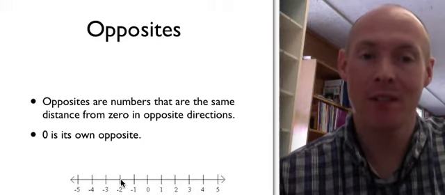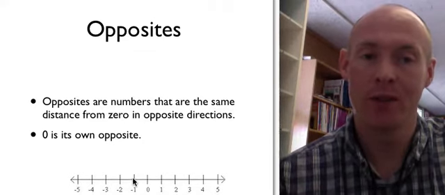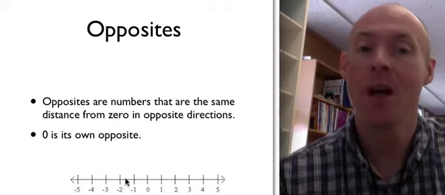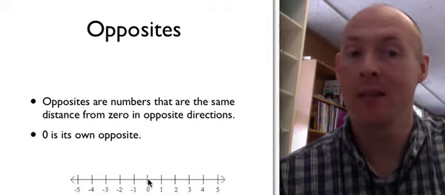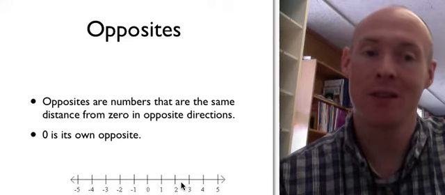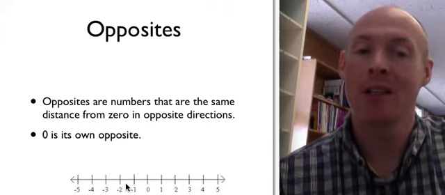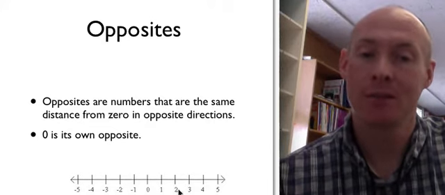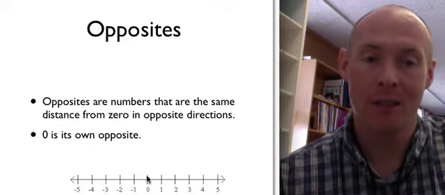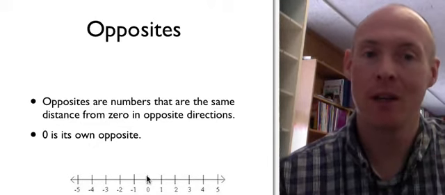What is the opposite of negative 2? Well, notice negative 2 is negative 1, negative 2 spaces away. So the opposite would be the opposite direction, positive 1, positive 2. The opposite of negative 2 is 2. And 0 is its own opposite because, well, 0 is just right in the middle.